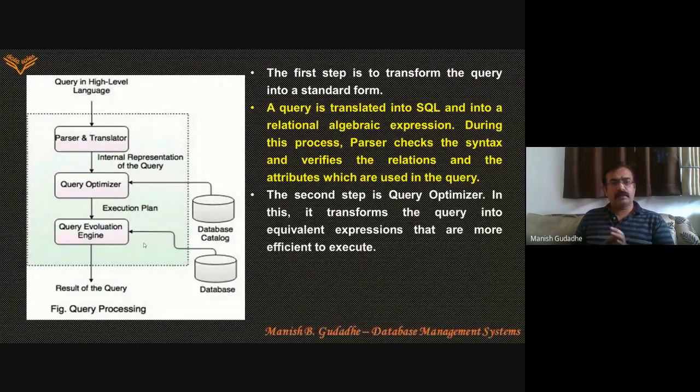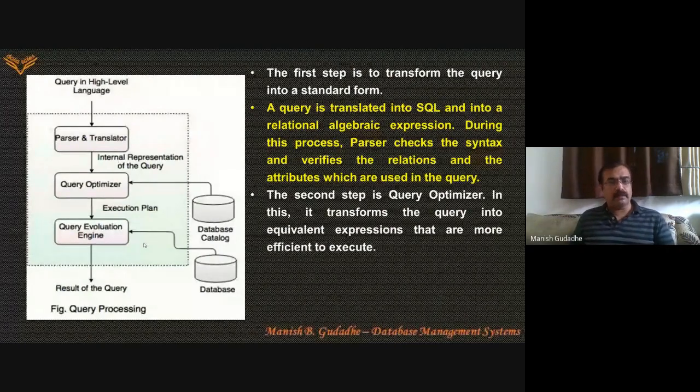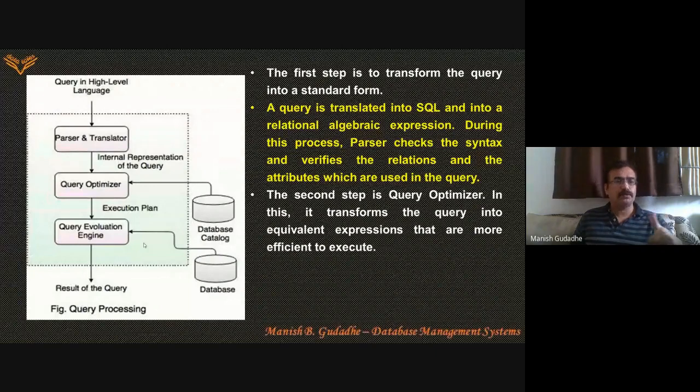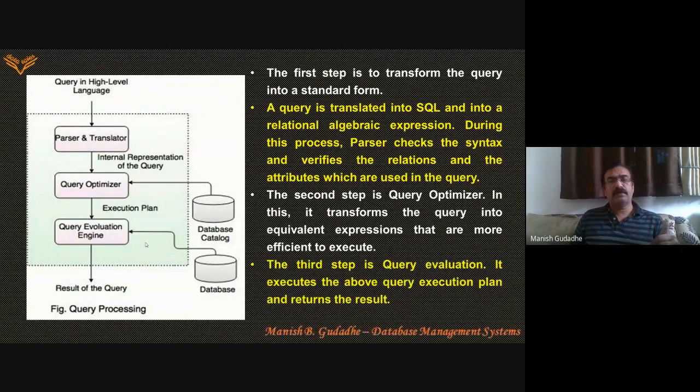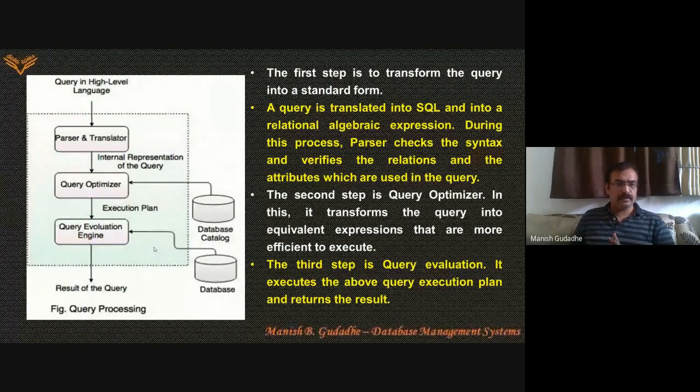Then the query optimizer is the second step. In this, it transforms the query into an equivalent expression that is more efficient to execute. Okay, an optimized expression will be formed. The same expression will be optimized to form a better, more efficient expression to execute. And lastly, we go for query evaluation. It executes the above query execution plan and returns the result.